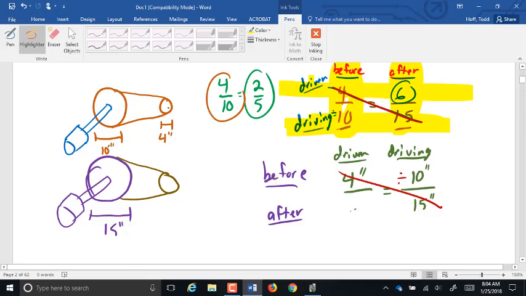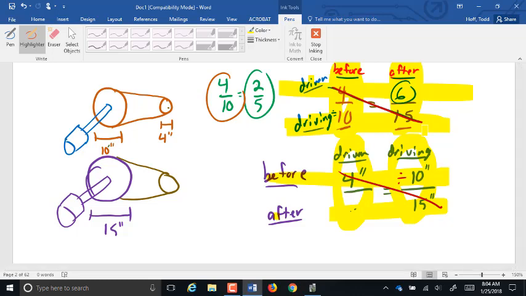Over here, we just switched the orientation. These two are from the before. These two are from the after. Instead of making that vertical, we did that relationship horizontal. These two are from the driven. These two are from the driving. Both relationships are still there. We just put them in a different orientation. And that's the thing with a proportion.